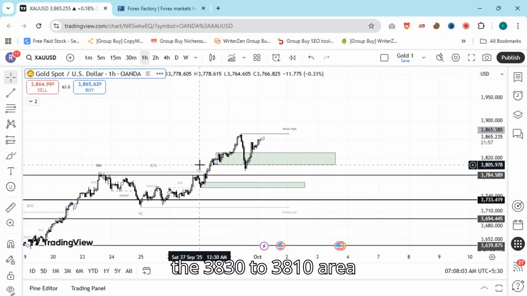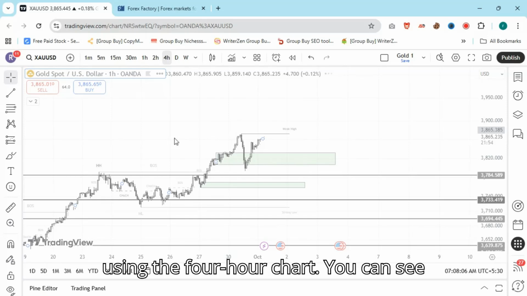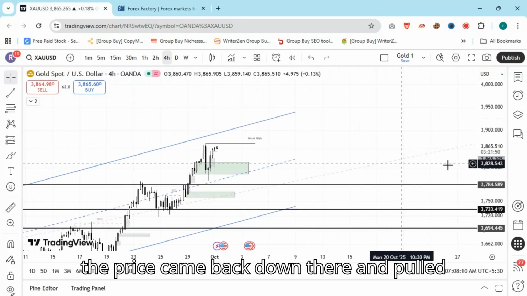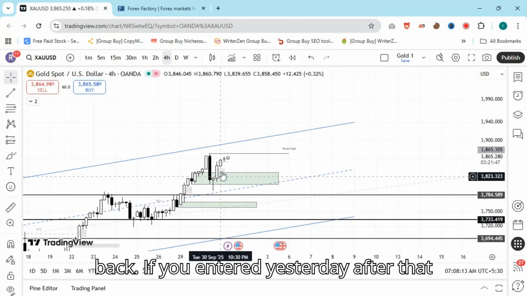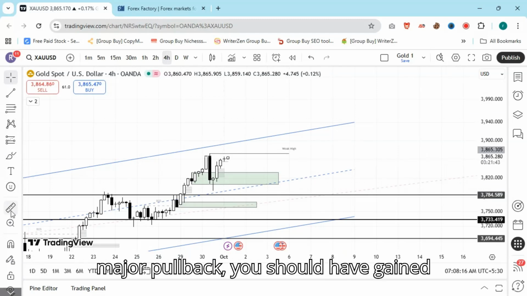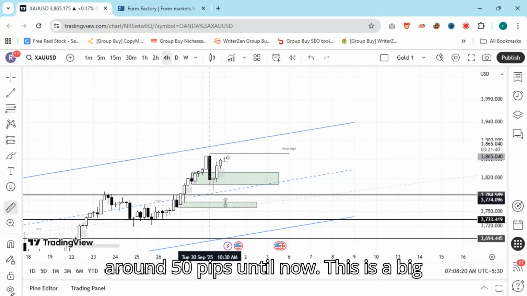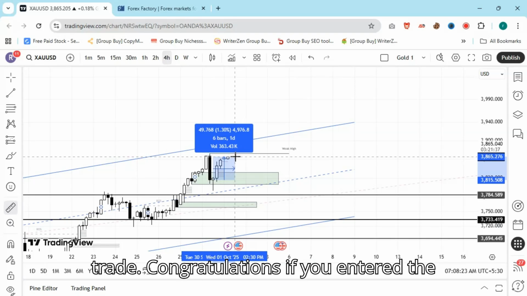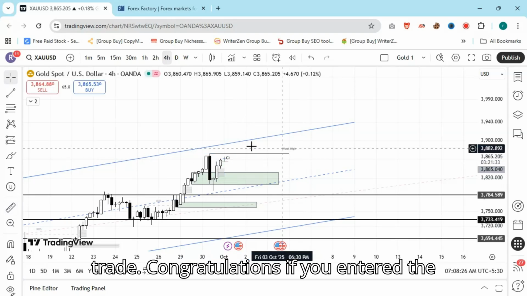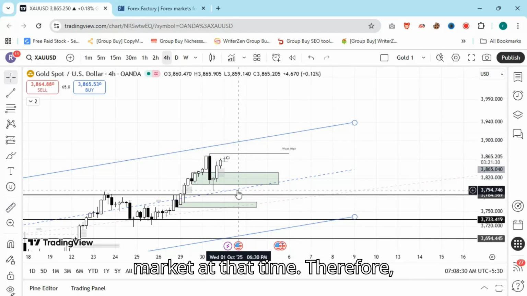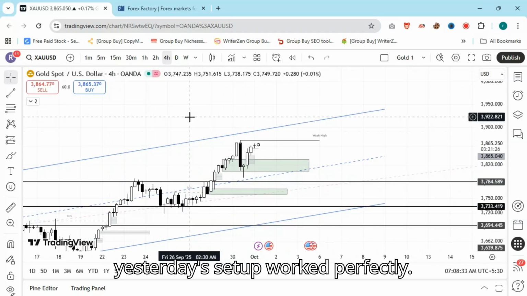38.30 to 38.10 area using the 4-hour chart. You can see the price came back down there and pulled back. If you entered yesterday after that major pullback, you should have gained around 50 pips until now. This is a big trade. Congratulations if you entered the market at that time. Therefore, yesterday's setup worked perfectly.